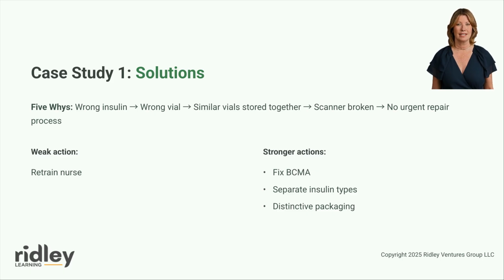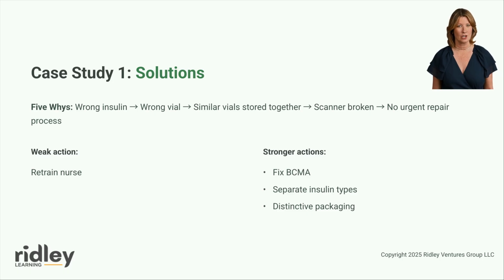Why was a key safety device allowed to remain broken for a week? There was no clear process for urgent repair of safety critical equipment, and leadership had not prioritized the resource allocation for it. Now let's consider prevention strategies using the action hierarchy. A weaker action would be to retrain the nurse on the 5 rights of medication administration. This fails to address any of the system issues.